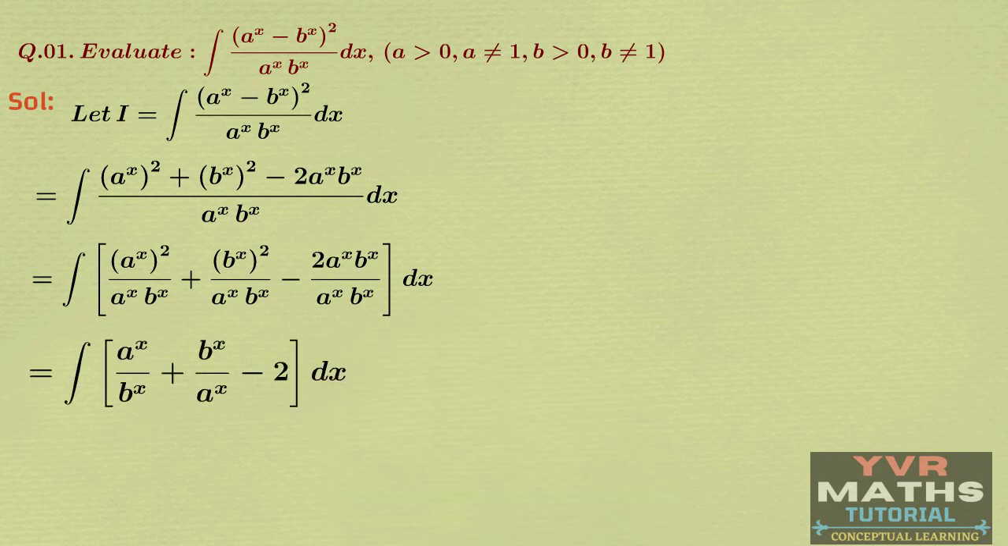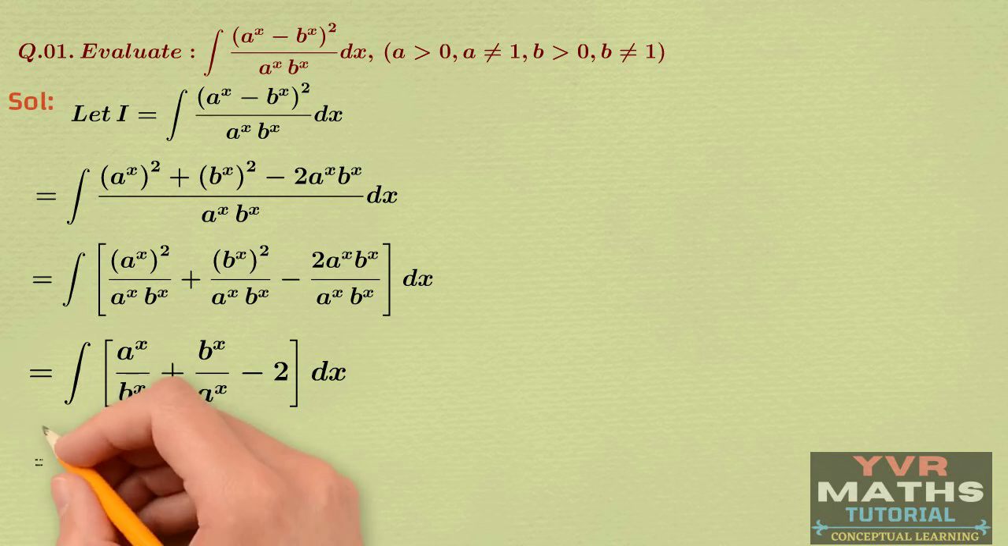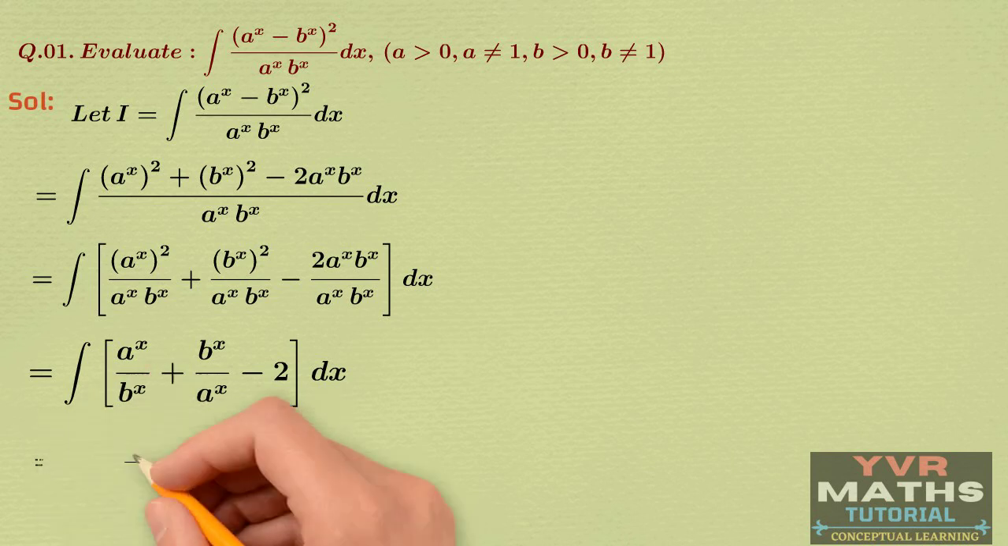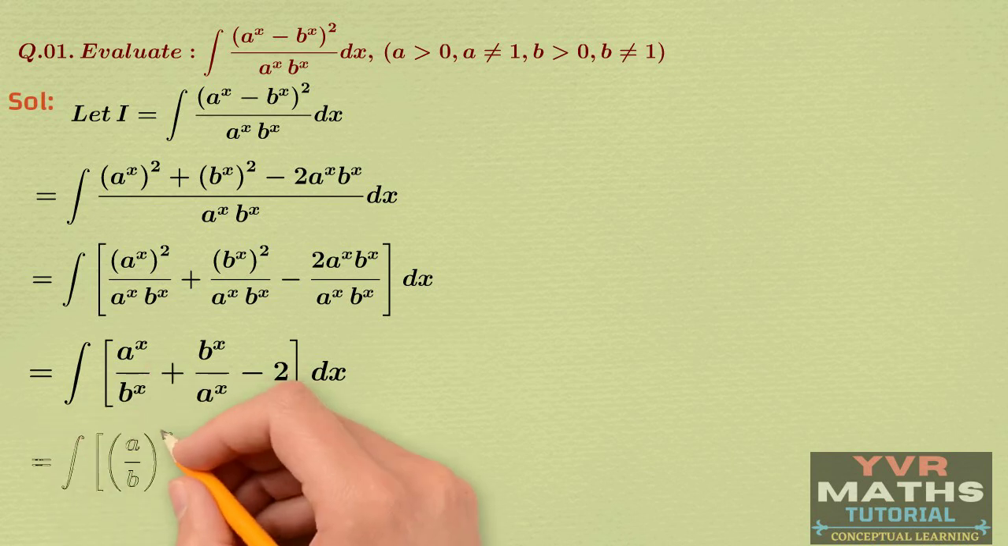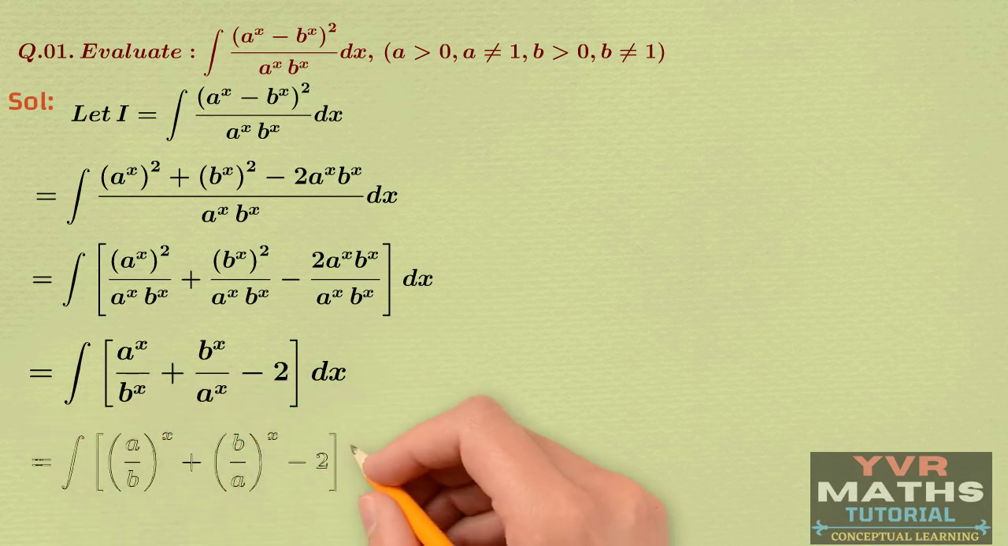If you see the first term here, a power x by b power x can be written as a by b whole power x by using the basic rules from mathematics. Similarly, the second term b power x by a power x can be written as b by a whole power x because the numerator term and denominator term both have the same power. That's why I am writing combined power. Then the new step is integral a by b whole power x plus b by a whole power x minus 2 dx.